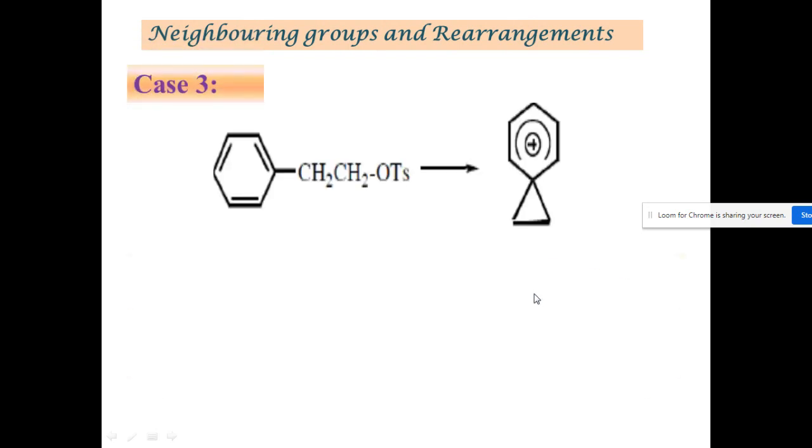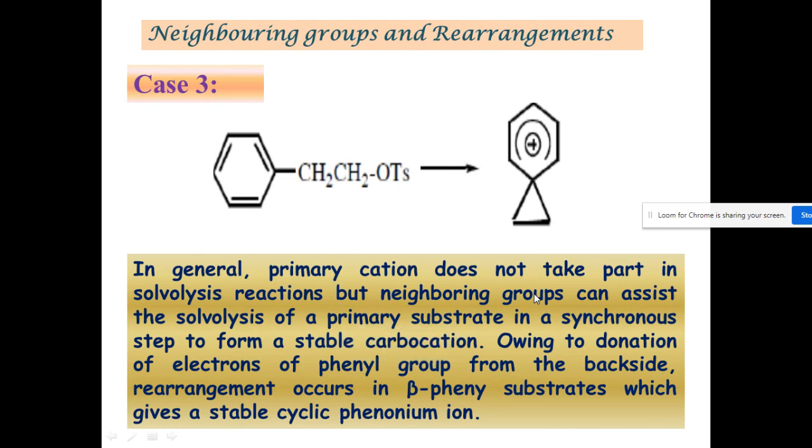Now, case 3. For this picture, in general, a primary cation does not take part in solvolysis reactions, but neighboring groups can assist the solvolysis of a primary substrate in a synchronous step to form a stable carbocation. Owing to donation of electrons of the phenyl group from the backside, rearrangement occurs in beta-phenyl substrates, which gives a stable cyclic phenonium ion.